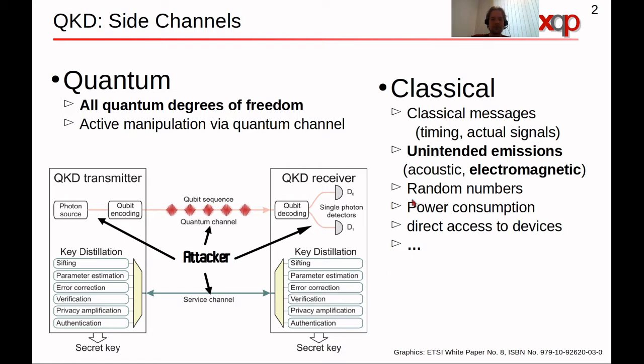You can have problems with the random numbers used by the devices. You can monitor their power consumption if you have access to it. Finally, if the attacker has direct access to devices, then security will be compromised. And it is also necessary for quantum key distribution to ensure that none of these side channels becomes a problem, not only the quantum side channels.